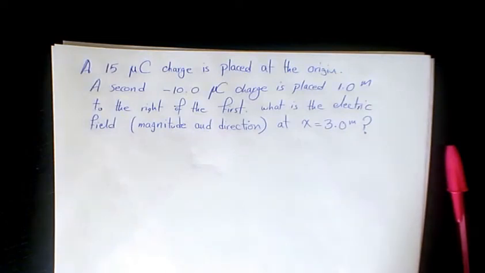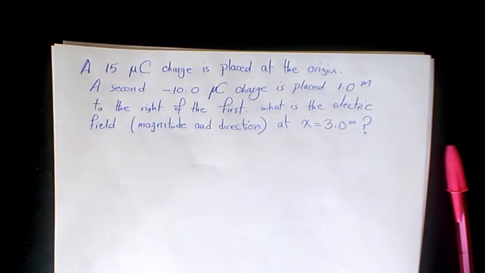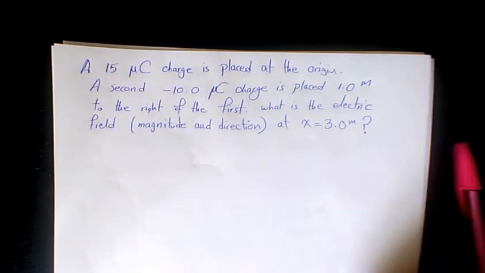A 15 microcoulomb charge is placed at the origin. A second negative 10 microcoulomb charge is placed 1 meter to the right of the first one. What is the electric field at x equals 3?